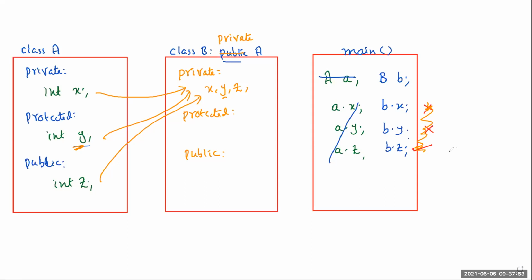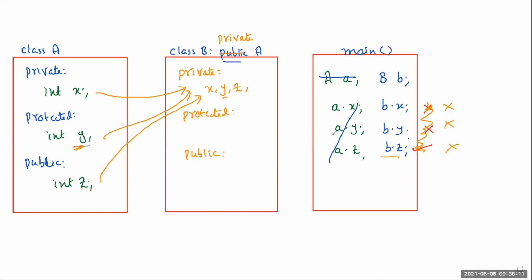Okay, one suggestion is nothing can be accessed. All three are invalid. Yes, very good. You see, now since X, Y, and Z all have become private, so this is invalid, this is invalid, this is invalid. Nothing can be accessed now. Previously we were able to access this Z.